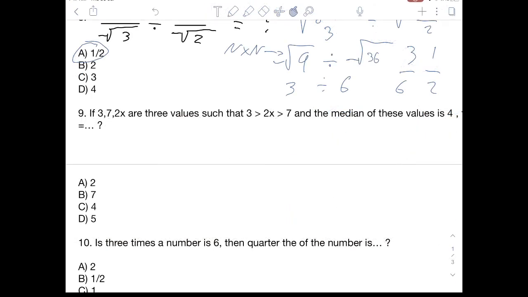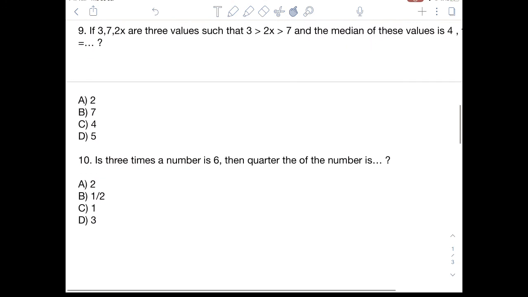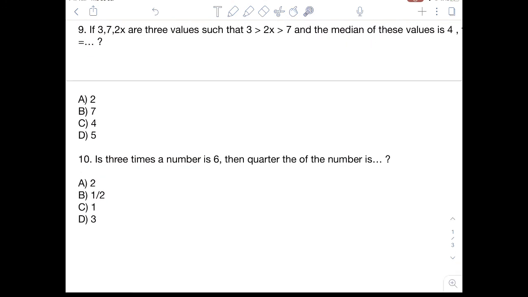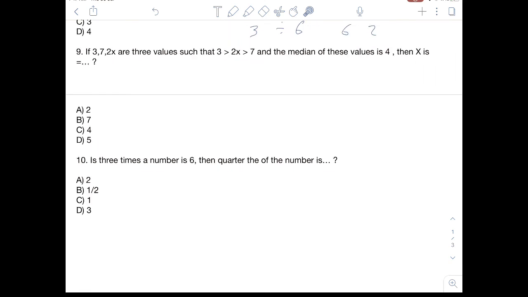All right, let's move on to question number 9. So 3, 7, 2x. All right, let me read the question. If 3, 7, 2x are 3 values such that 3 is bigger than 2x, which is bigger than 7, and the median of these values is 4, then x is what? Okay.